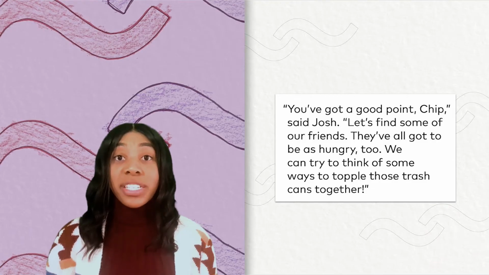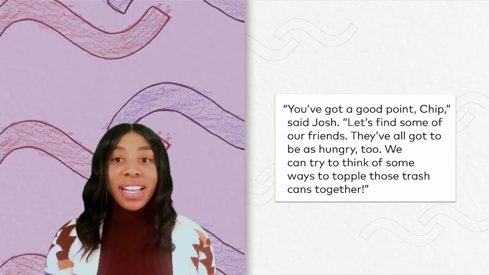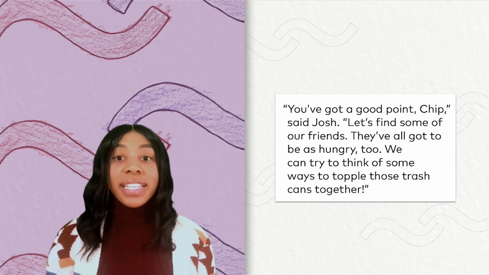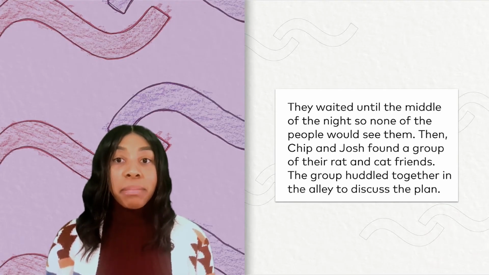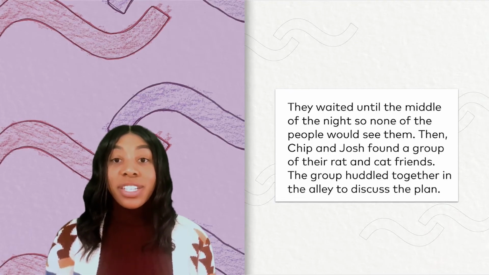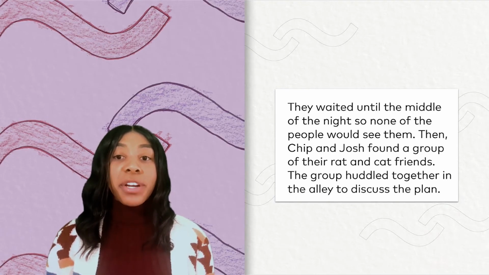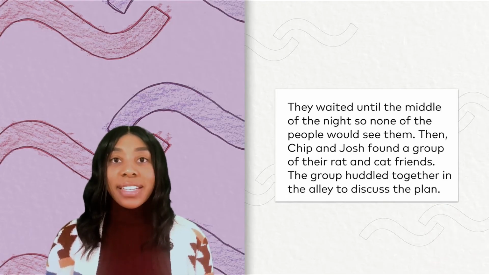You've got a good point, Chip, said Josh. Let's find some of our friends. They've all got to be as hungry, too. We can try to think of some ways to topple those trash cans together. They waited until the middle of the night so none of the people would see them. Then, Chip and Josh found a group of their rat and cat friends. The group huddled together in the alley to discuss the plan.